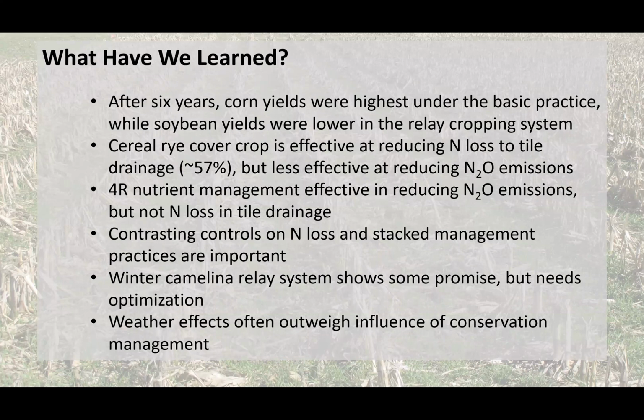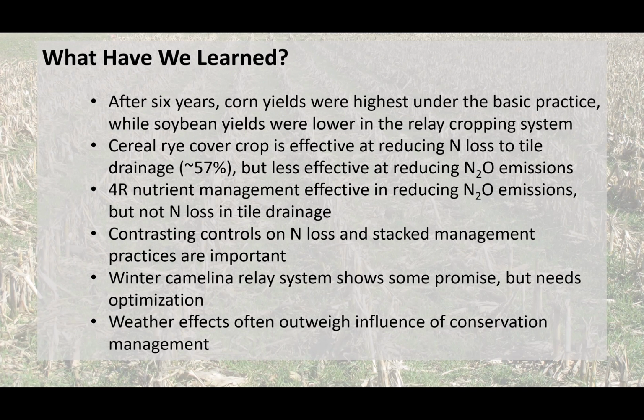The cereal rye cover crop is effective at reducing N loss to the tile drainage by about 57% here, but it's less effective at reducing N2O emissions. The 4R nutrient management was effective in reducing N2O emissions, but not N loss in the tile drainage. So we didn't do as well with tile drainage losses. So there are contrasting controls on N loss that we must consider. So one management practice may be good for nitrous oxide emissions, but you still lose the nitrogen in the drainage water. So we have to figure out which is which.